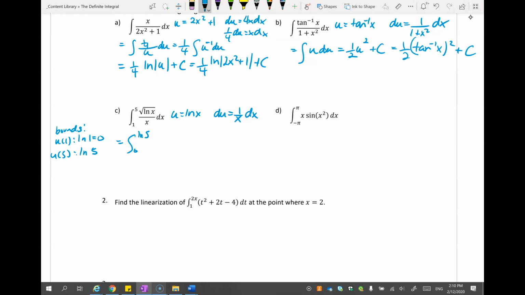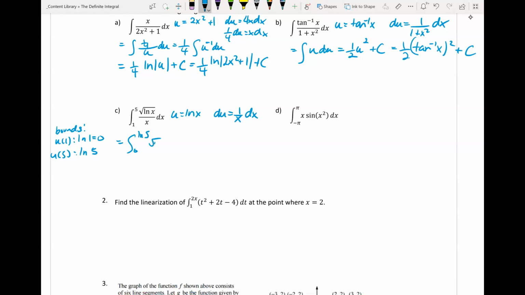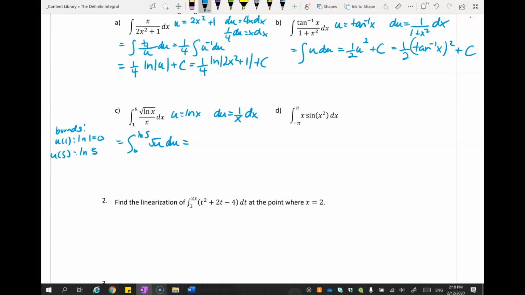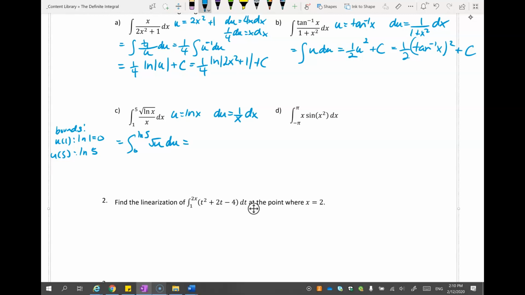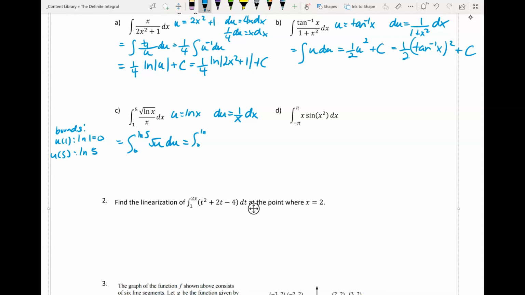Now I'll replace my ln x with u, and that 1 over x dx changes to du. Now I'll take the antiderivative of u to the power of a half, which is 1 plus negative a half, and that is going to be a half. Then I divide by a half, and if I do that, I'm going to flip the fraction, so I'm multiplying by 2.